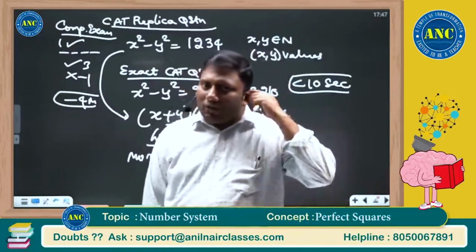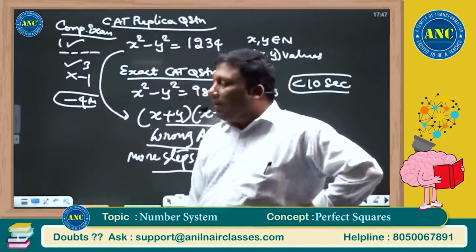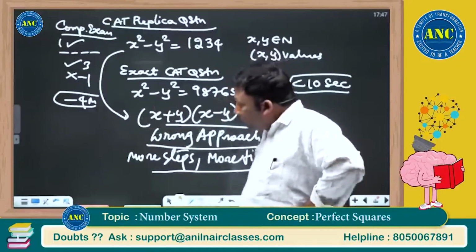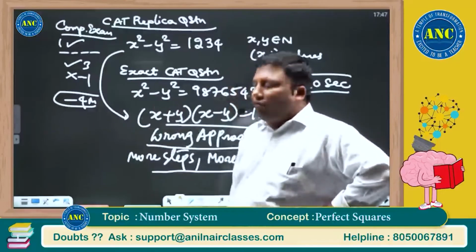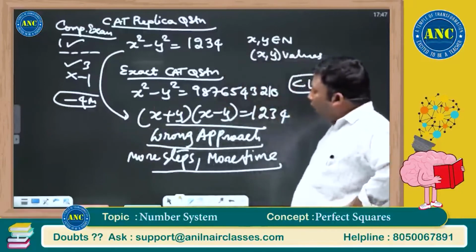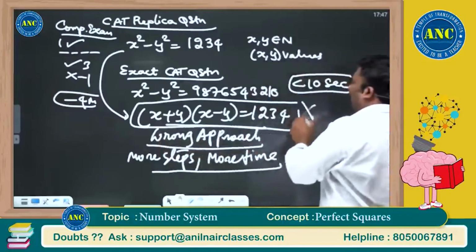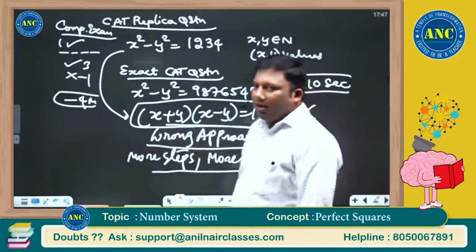My own younger brother who has done his MBA from IIM Bangalore has lost a seat in IIM Ahmedabad because of a difference of 0.4 percentile. If you are solving like this, thanks a lot. This is not the approach Anil Nair is going to solve, right?